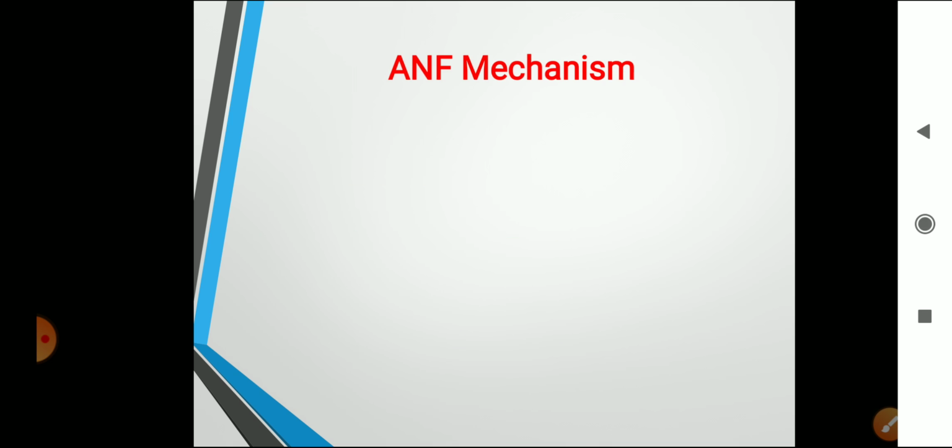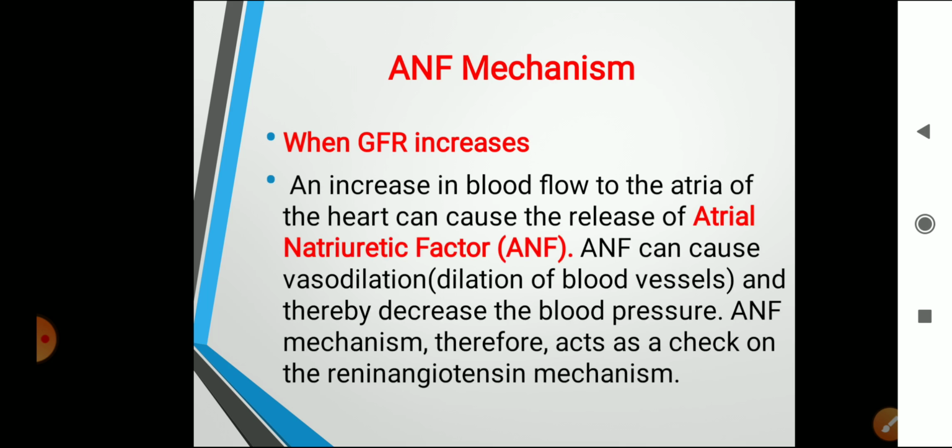Now, this is a situation of what happens when the GFR falls. Suppose the GFR increases, or there is an increased blood flow to the heart, what will happen? Immediately the atria of the heart, atria means the auricles of the heart, secrete a factor by name atrial natriuretic factor, ANF, very important. So ANF is a factor which is released by the atria of the heart whenever GFR increases. This ANF acts as a vasodilator.